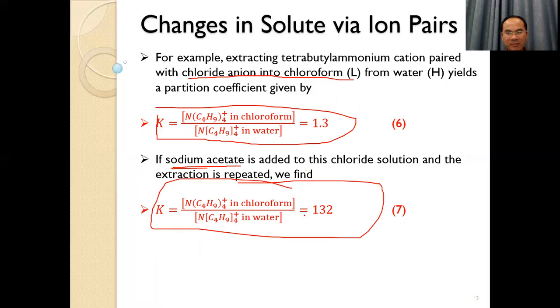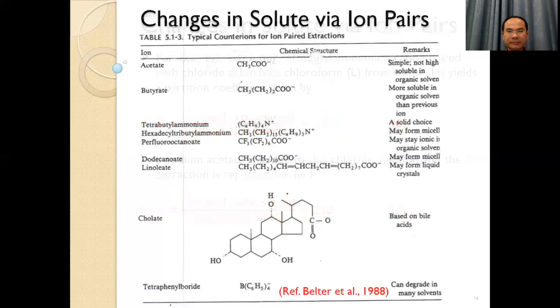We increase about 100 times. As this, we can increase the efficiency of the extraction by adding some ion pair to our system. This is an example of a counter ion for ion pair extraction, like acetate, this acetate ion.